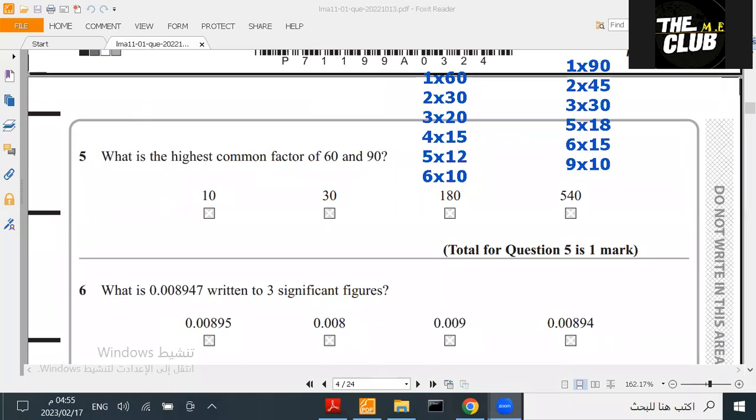Question 5, yes. Here I have 30 here and 30 here. So the highest common factor between them is 30. That's the idea of this question. First we list the factors of 60, then the factors of 90, and see which is the highest between them and put it in the answer. Let's move on to the next question.